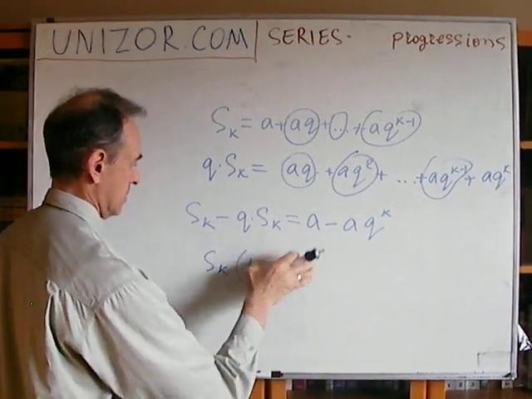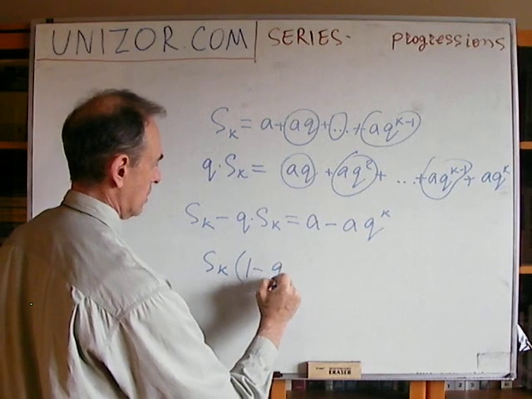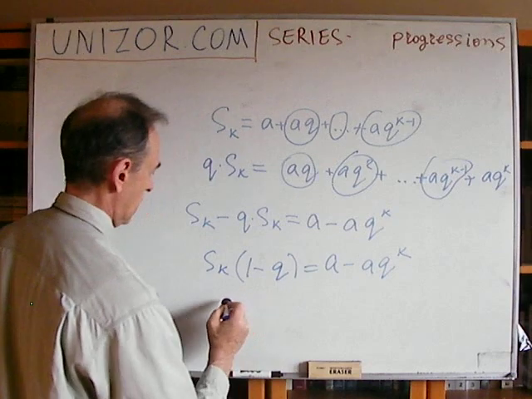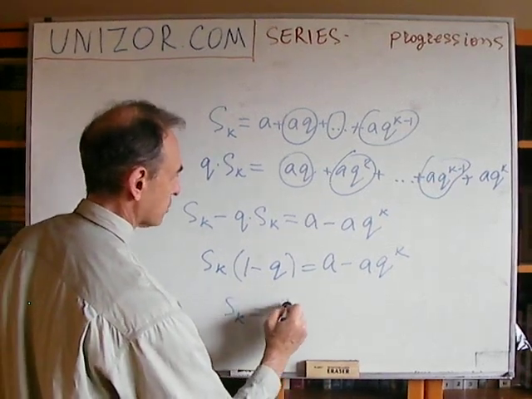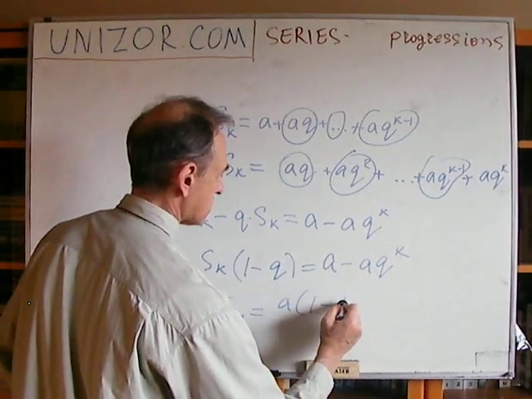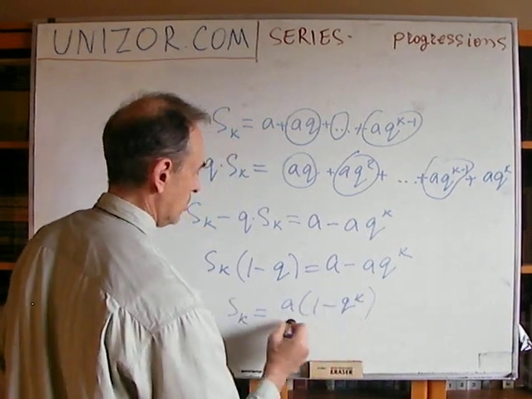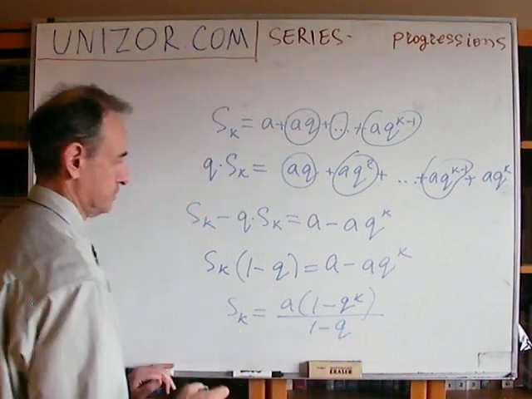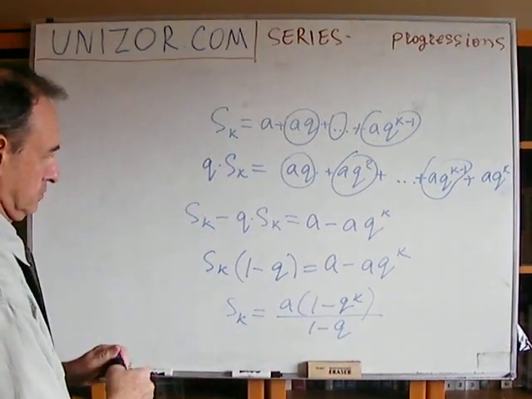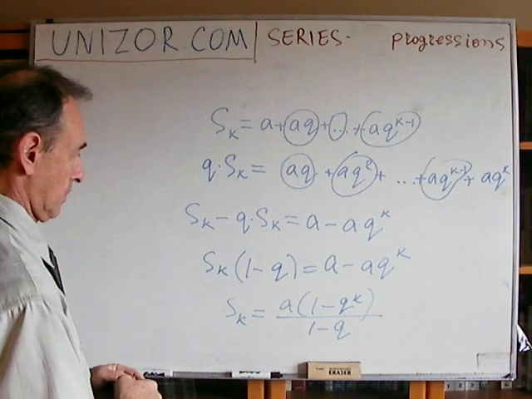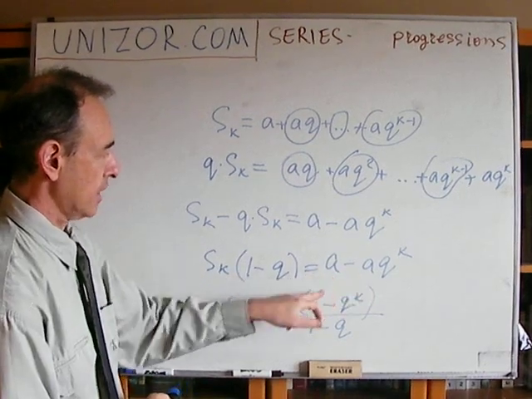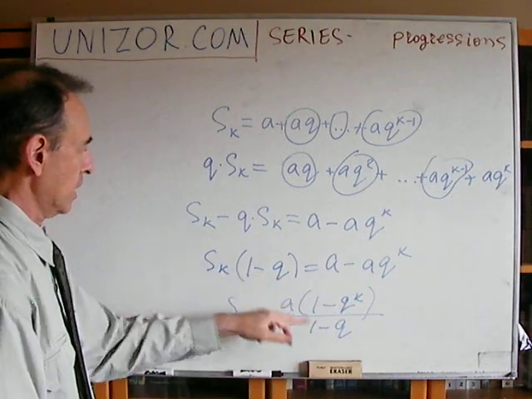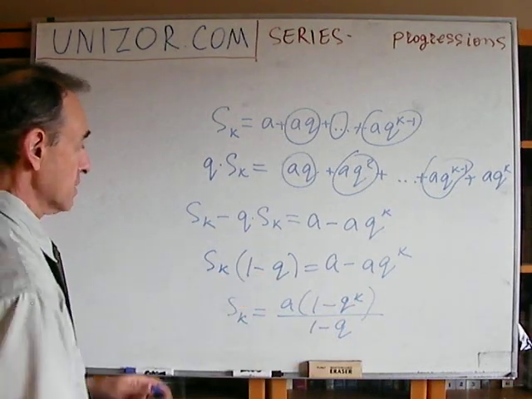And obviously from here, I conclude that sk times 1 minus q is equal to a minus aq to the kth, from which sk is equal to a times 1 minus q to the kth degree, divided by 1 minus q. Right? I factor out a, so I have 1 minus q to the k, and I divide both sides by 1 minus q, I get this one. So this is the formula.